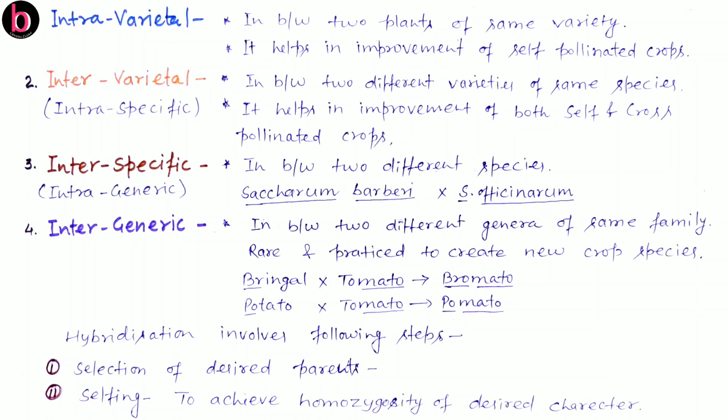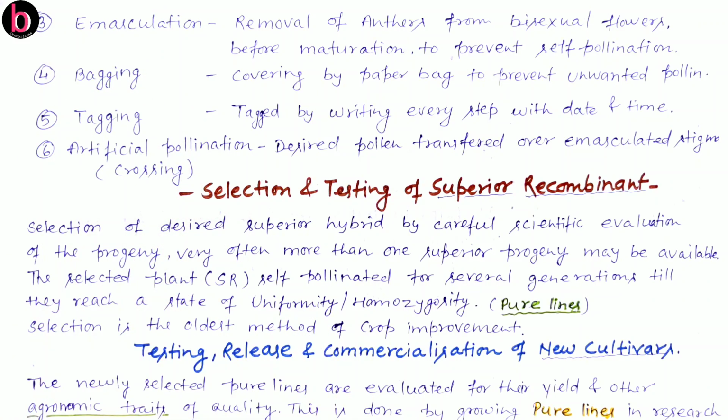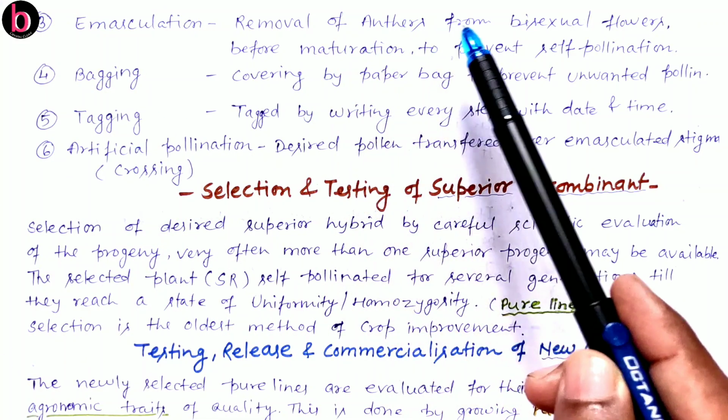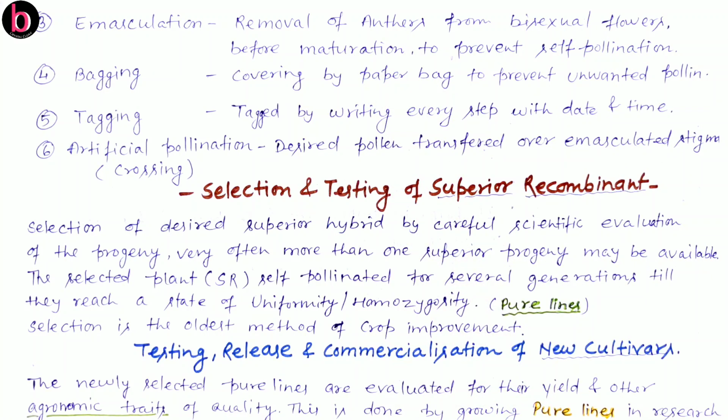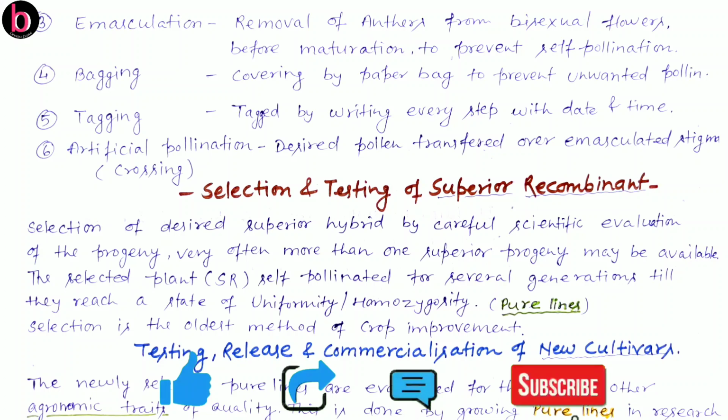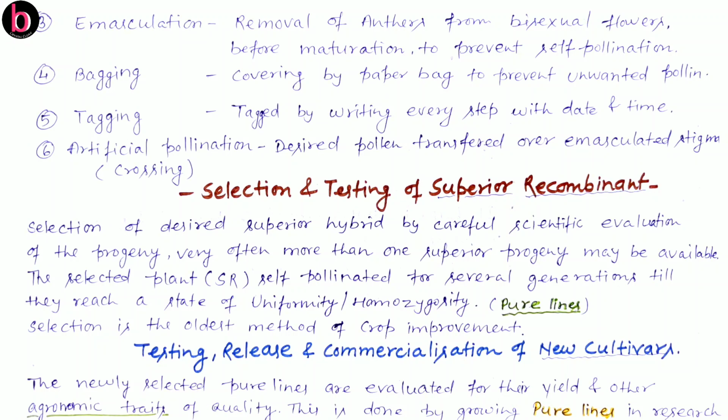This will cause homozygosity of those desired characters. We will perform the same thing until we obtain the maximum quality of that respective character. Third is emasculation. This is the removal of anthers from a bisexual flower before maturation, and this will help in prevention of self-pollination. As we know, bisexual flowers carry both sexes, and when they both mature, there may be selfing or self-pollination in between.